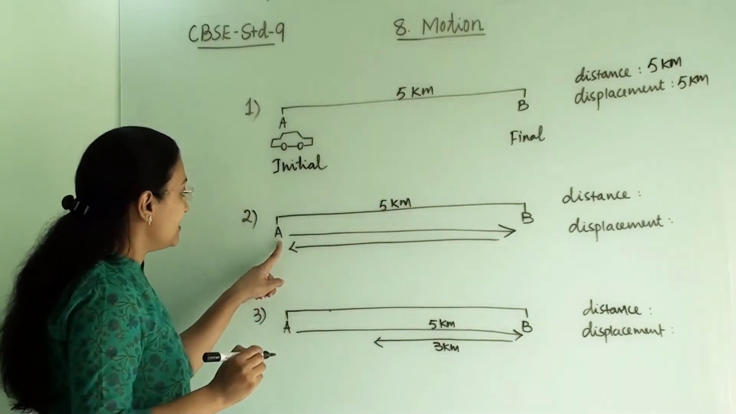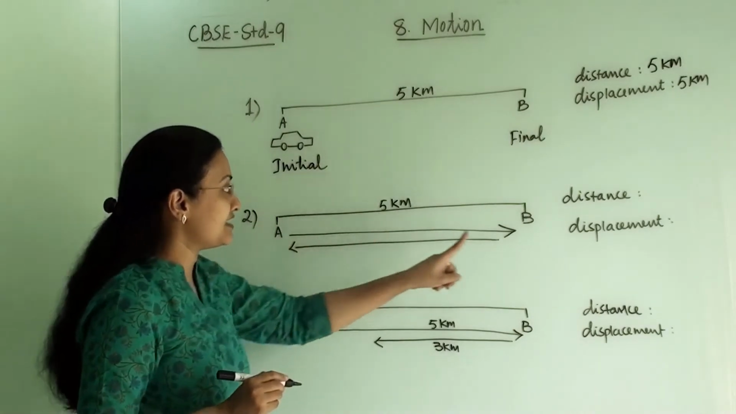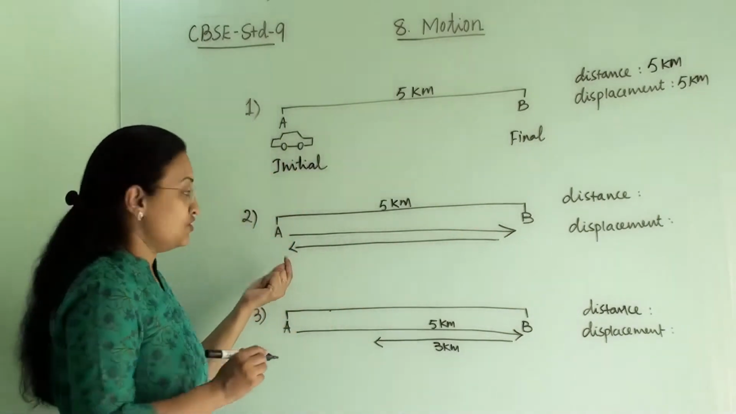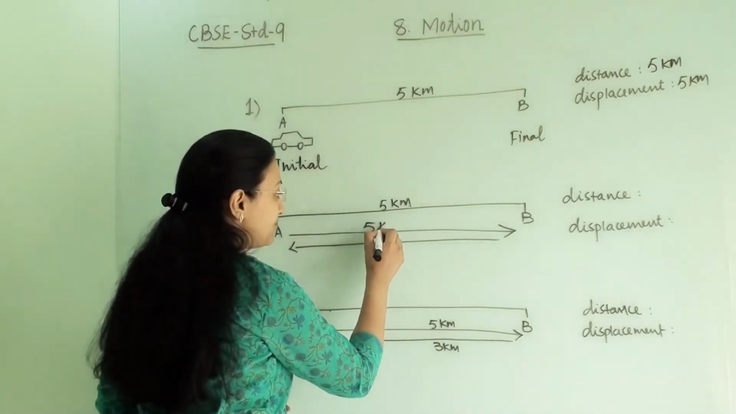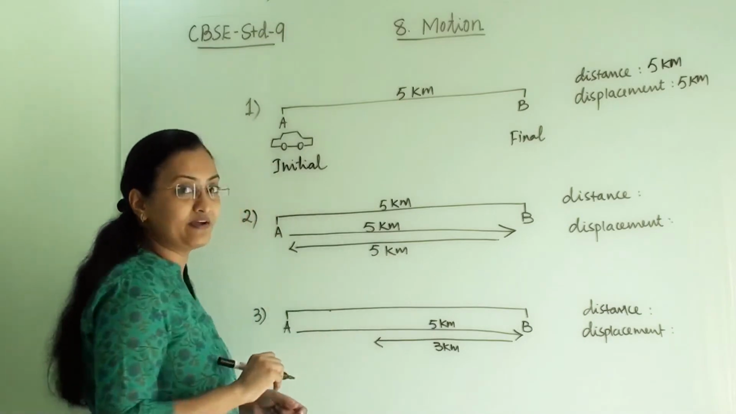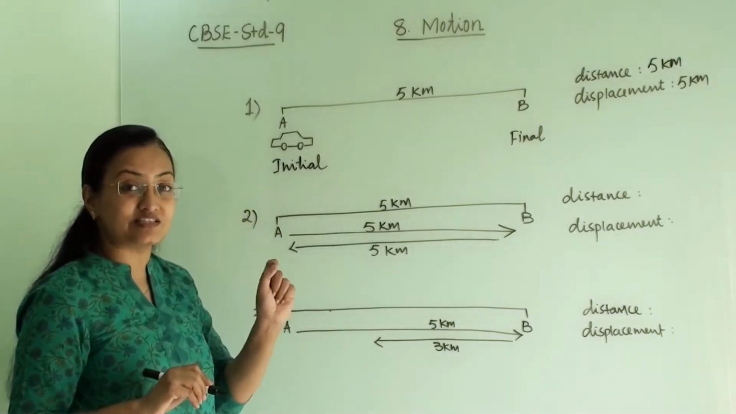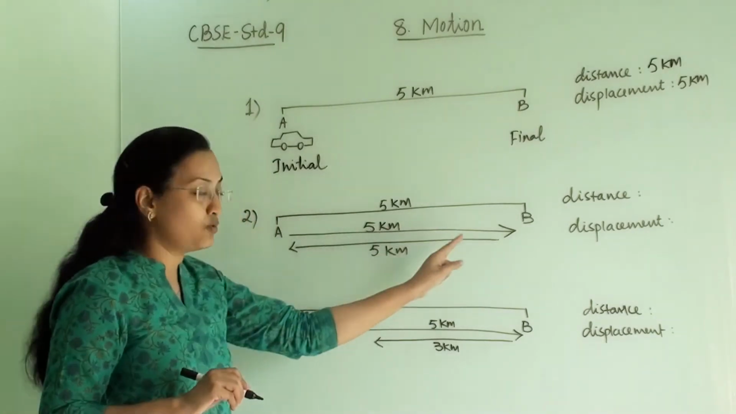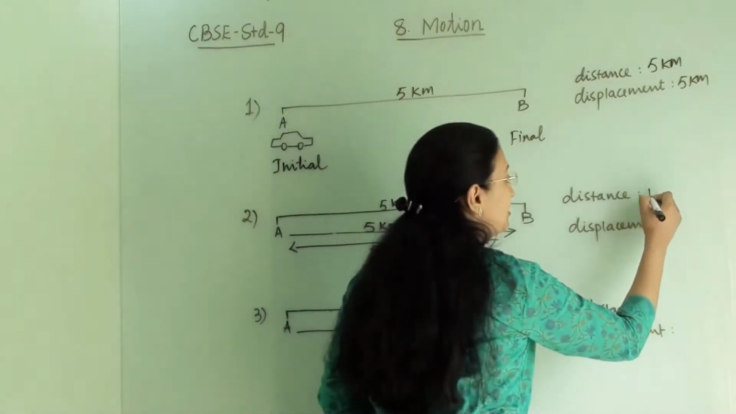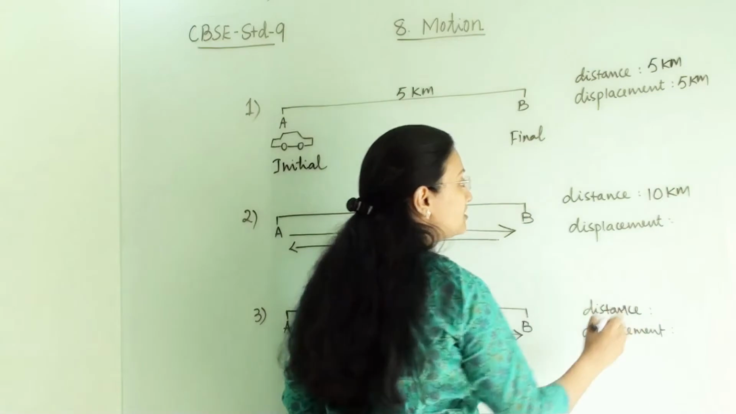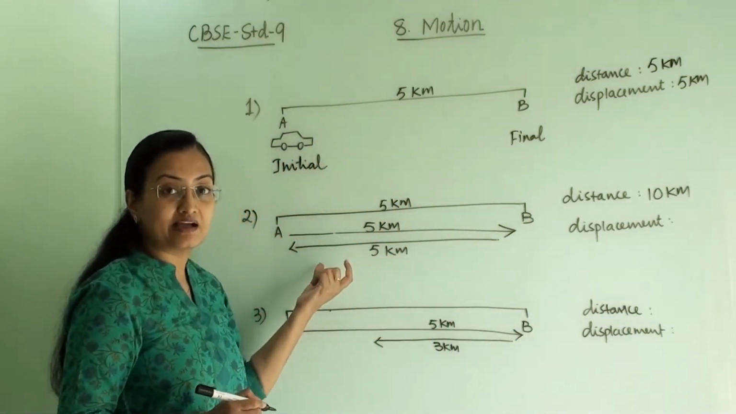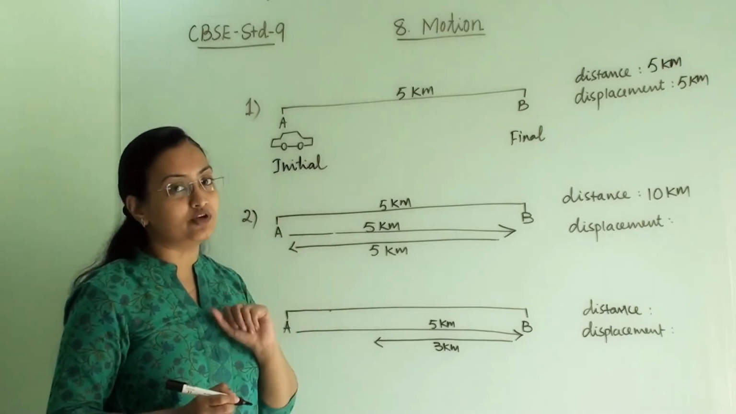So the car has started from A, it has reached B, and then again it has come back. While going it has covered 5 km, and while coming back it has also covered 5 km. So how much distance has it travelled? While going and coming back it is 5 plus 5, so the distance will be 10 kilometers.